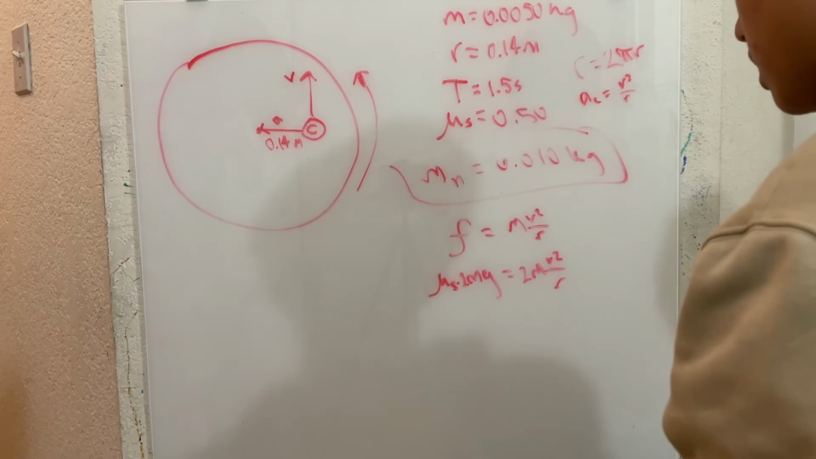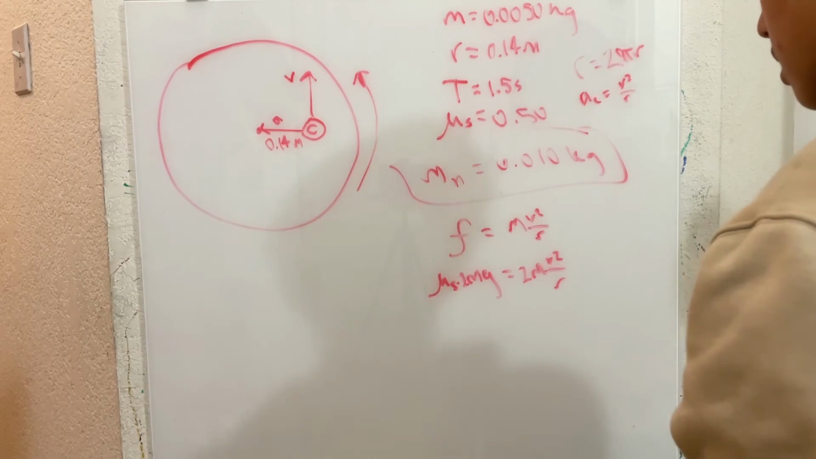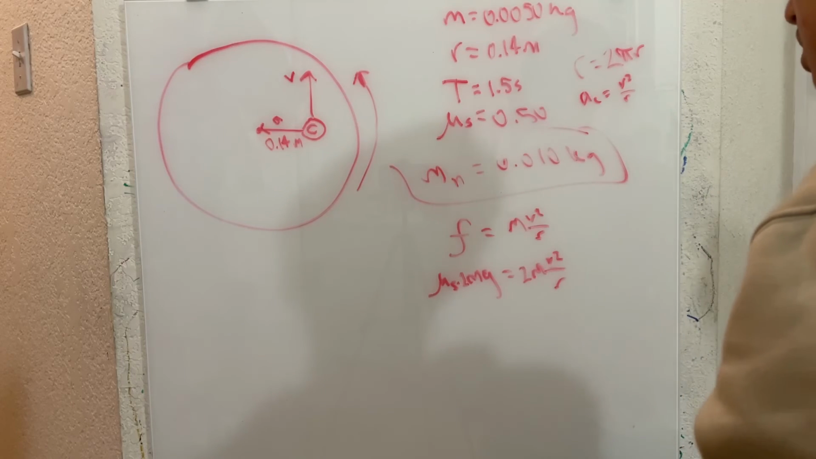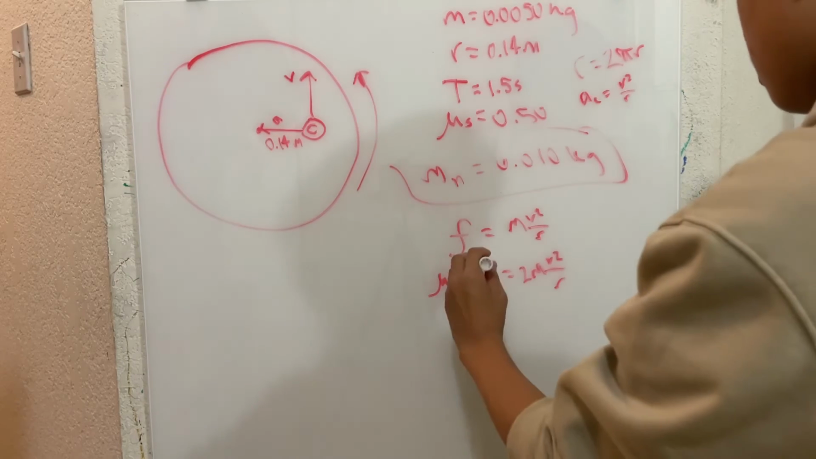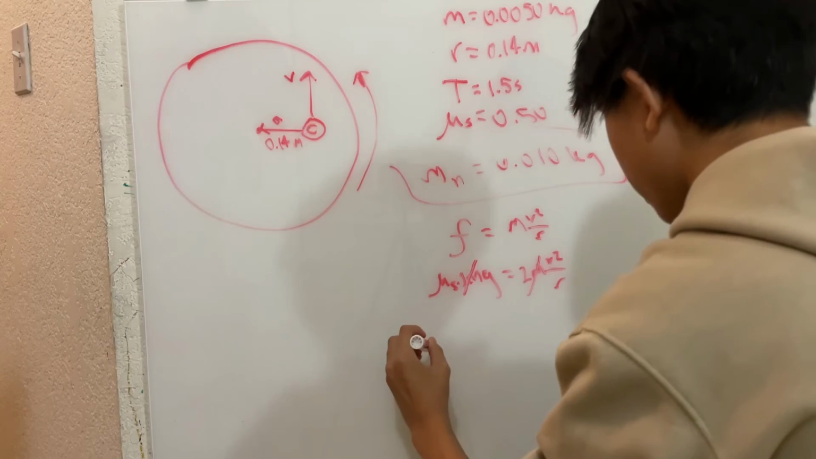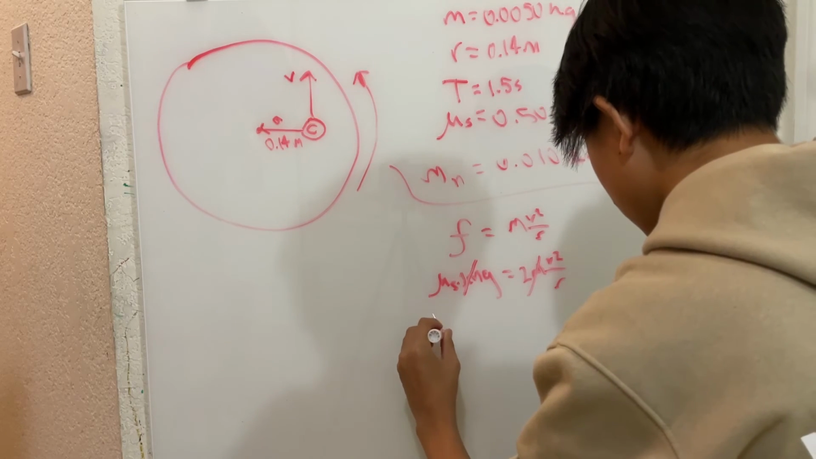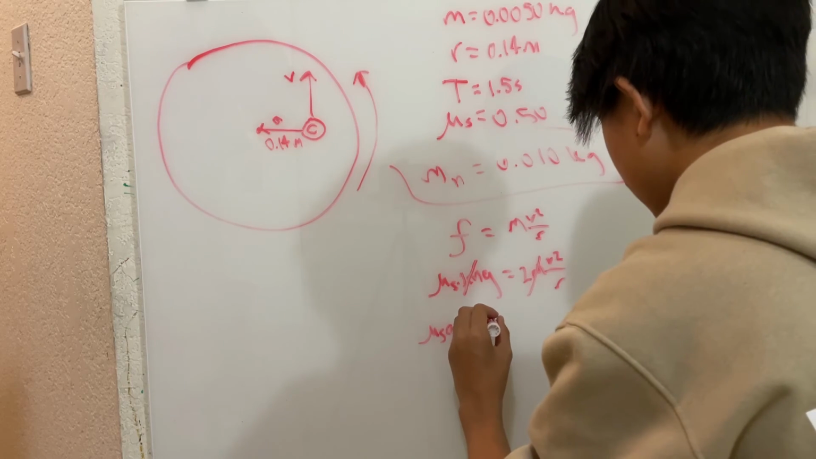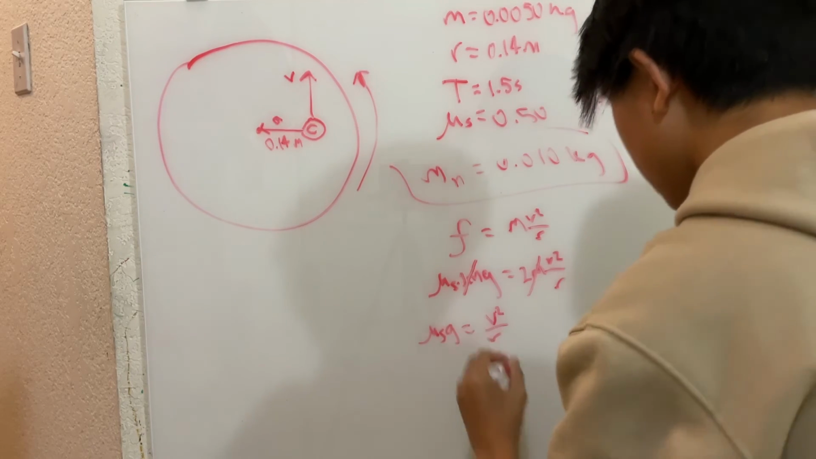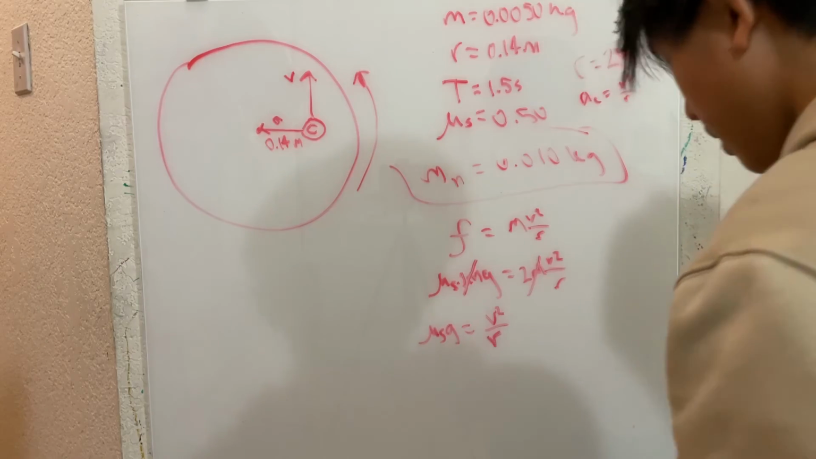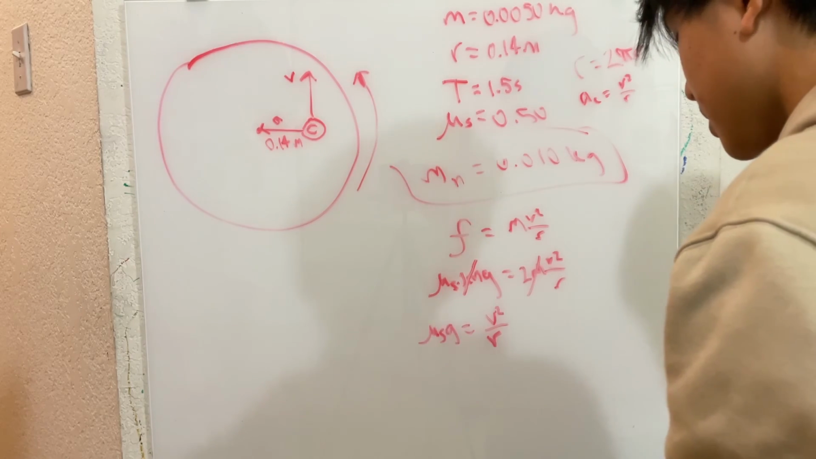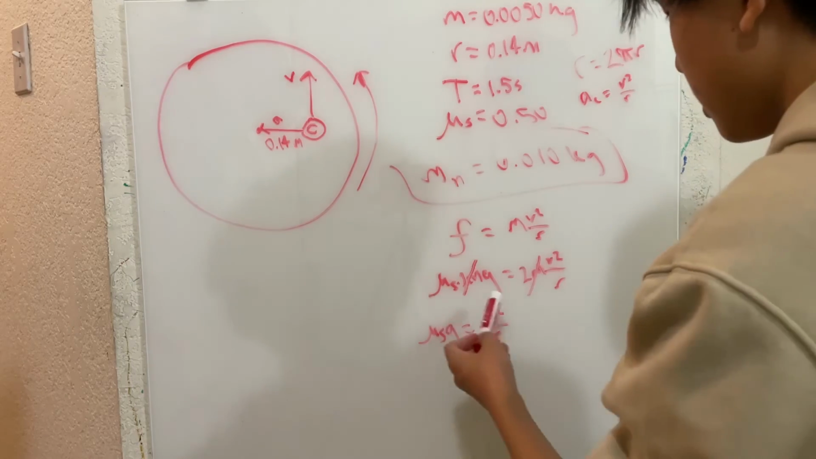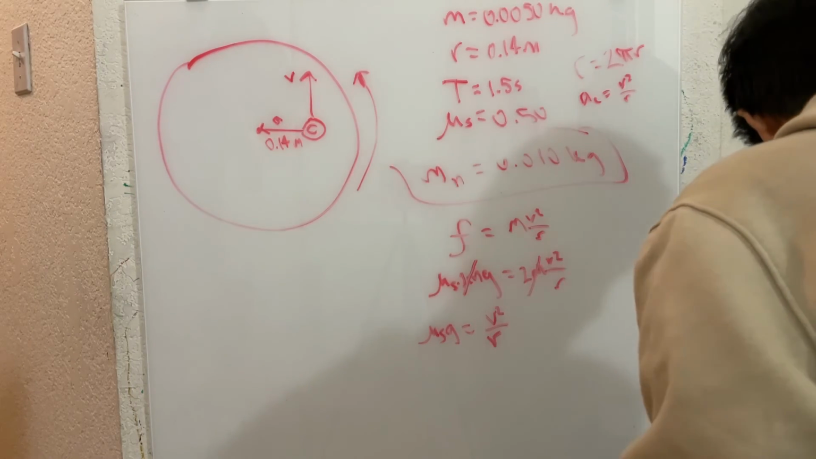Well, it wouldn't change anything, because like we did in the earlier step, what we did was just cancel out mass. So the new equation was just this: static friction times gravity equals v squared over r, or the centripetal acceleration. So mass doesn't affect the acceleration, because it just gets canceled out in the first step.